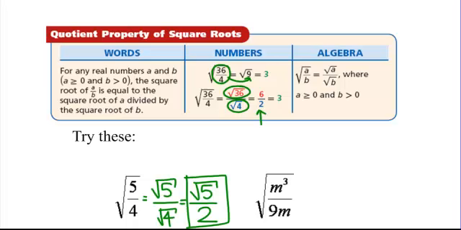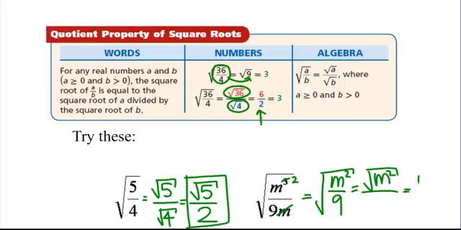The next one is a little different because we can simplify something first. If I have 3 m's on the top and a 9 and only 1 m on the bottom, we can get some of our m's to cross off. Think back to those exponent rules we did forever ago. We subtract 3 minus 1 and it'll give us 2. So this is really m squared over 9. And now these numbers should make us happy because the square root of m squared is really just m, and the square root of 9 is really just 3.